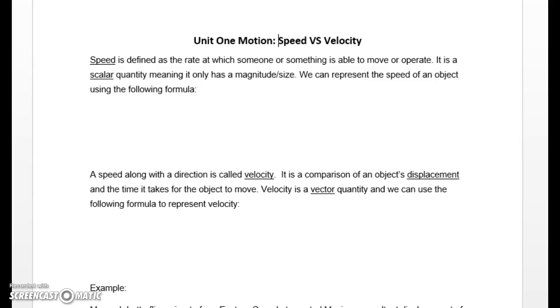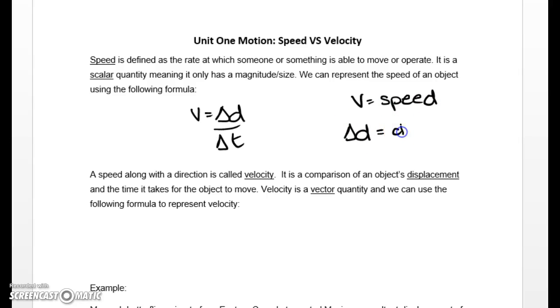And we have a formula that we can use to find speed. Here we have v is equal to delta d over delta t, where v is speed, delta d is equal to your change in distance, and delta t is equal to your change in time. So speed, as we said, is the rate at which someone is able to move. Here you're comparing the distance and the time.